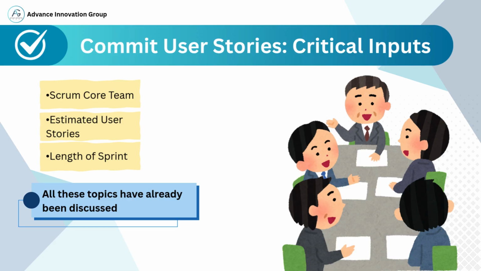The second input is the estimated user stories. These stories have already gone through a sizing or estimation process, using techniques like planning poker, affinity estimation, or wideband Delphi. The estimation gives the team an idea of the effort required for each story, which helps in determining how many stories they can commit to.